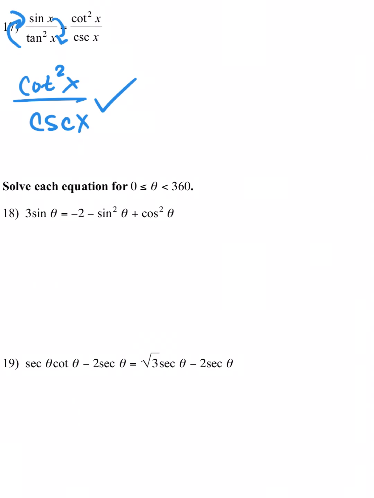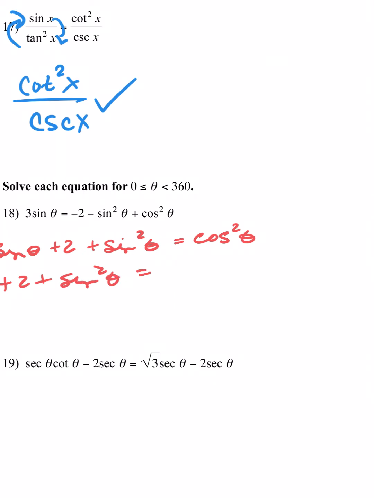So this one, we're going to move the signs to the left. So we have 3 sine of theta plus 2 plus sine squared of theta equals cosine squared of theta. And that cosine squared of theta is going to turn into 1 minus sine squared of theta. So we're going to go ahead and have 3 sine of theta plus 2, the 2 we moved over to the left side, plus sine squared of theta equals 1 minus sine squared of theta.